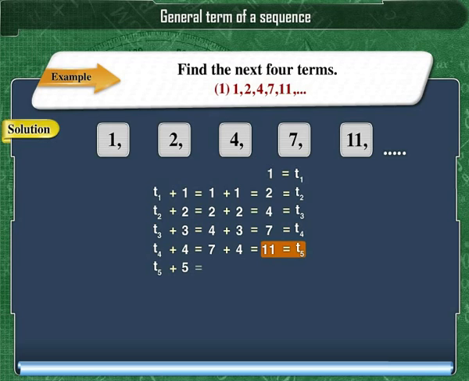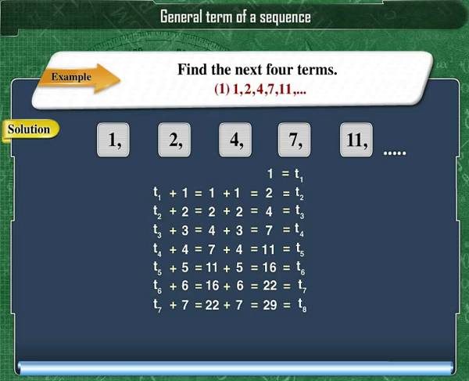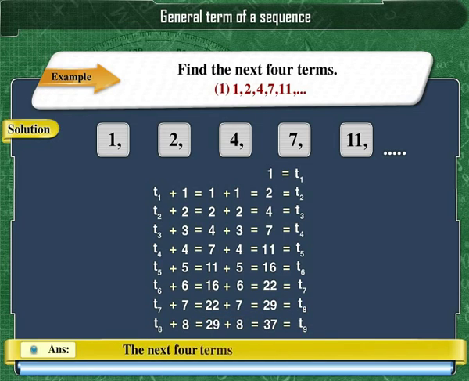This means 11 plus 5, which is 16. What will be the 7th term? The 7th term is 16 plus 6, which is 22. Similarly, 8th term is equal to 22 plus 7, which is 29. And the 9th term is equal to 29 plus 8, which is 37. Therefore, the next 4 terms are 16, 22, 29 and 37.